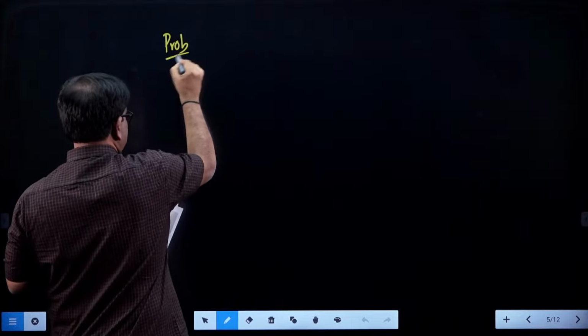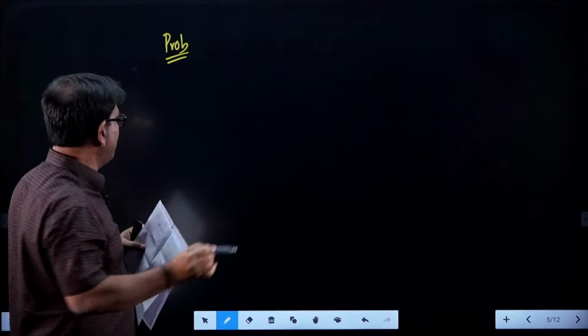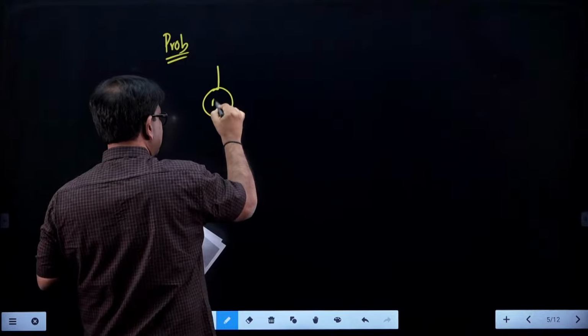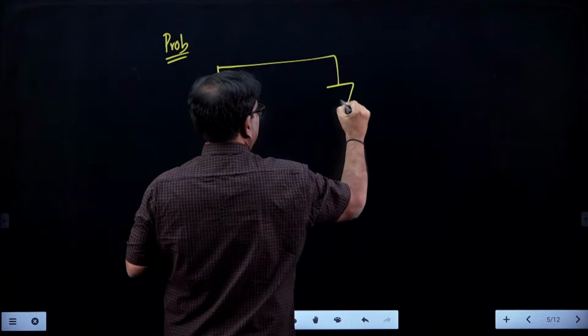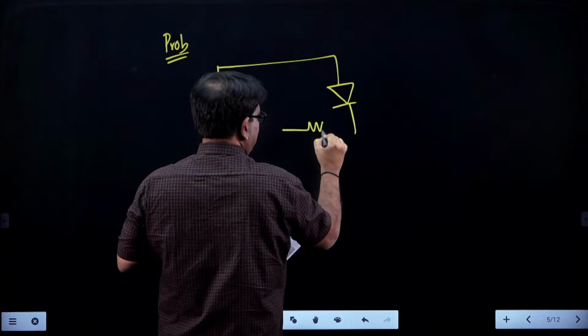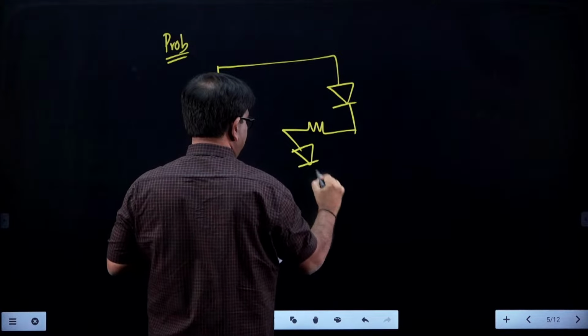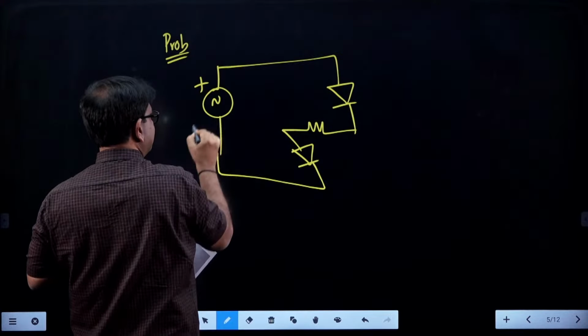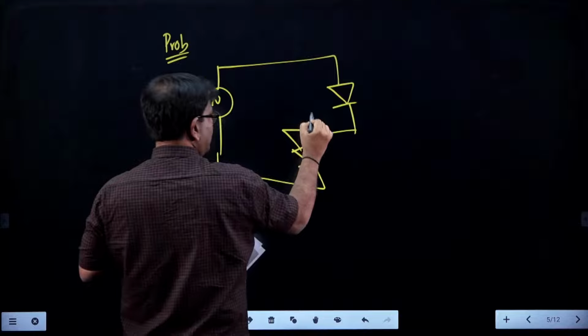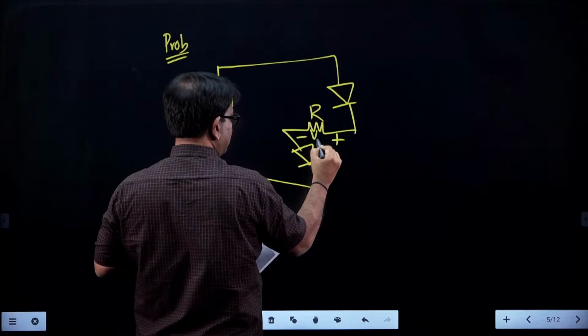A simple bridge rectifier is given. You are asked to draw the transfer characteristics. So, the transfer characteristics is quite simple. You know, output follows input for positive input.